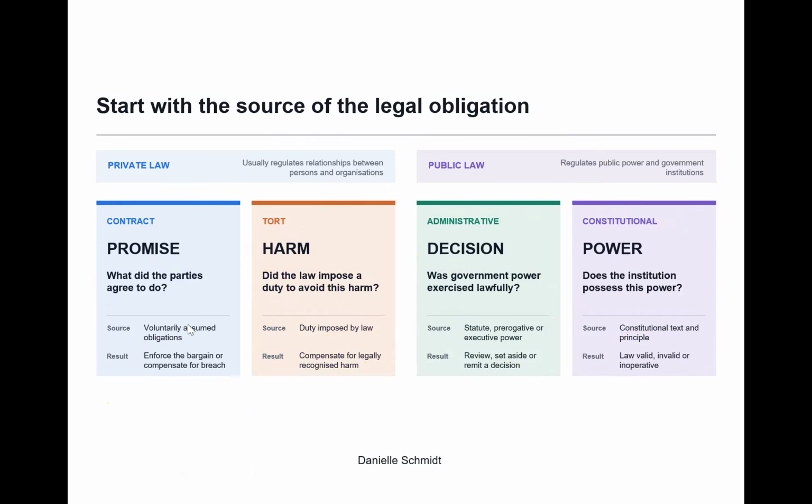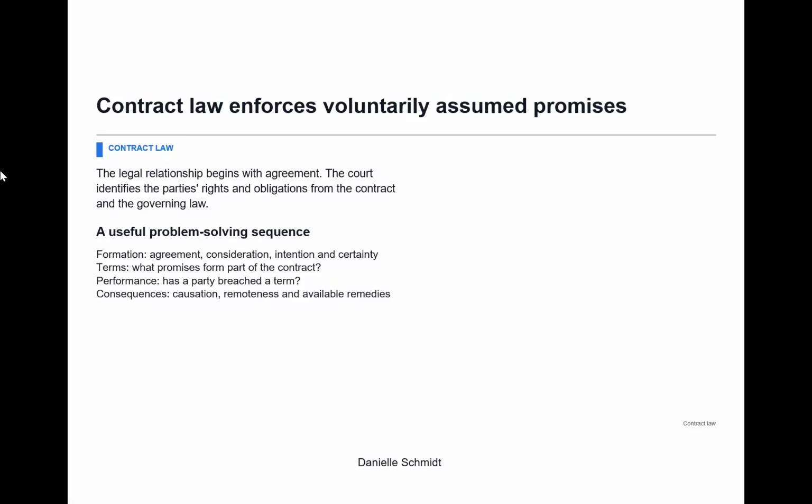So let's go a bit of a deeper dive into contract law. Contract law enforces voluntarily assumed promises. Now remember, this may be written or unwritten, but the legal relationship begins with agreement. So in a problem question, the court would identify the parties' rights and obligations from where? From the contract and the governing law, of course.